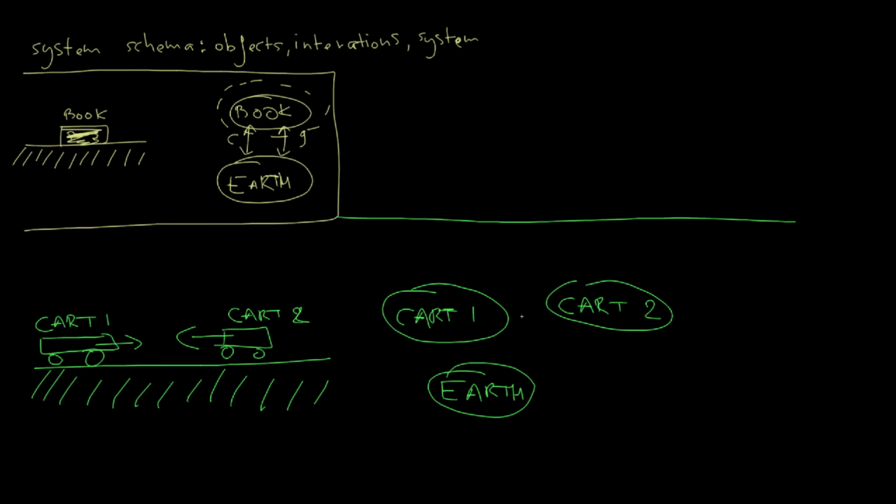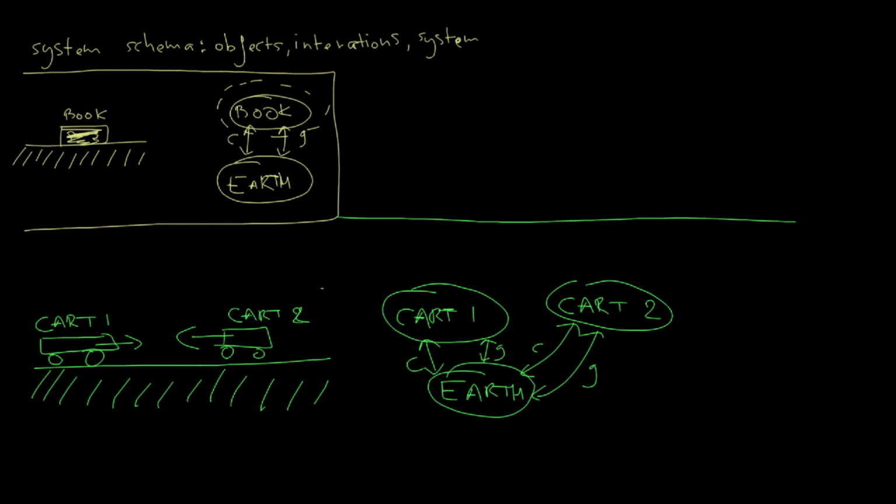Now I have to start drawing the interactions. Okay. Cart 1 is in contact with the Earth, so I do have a contact interaction between cart 1 and the Earth. So double-headed solid arrow, lowercase c for contact. Cart 2 is also in contact with the Earth. Cart 1 has a gravitational interaction with the Earth, so this is a double-headed arrow, solid line, lowercase g. Cart 2 also has the same type of interaction with the Earth.